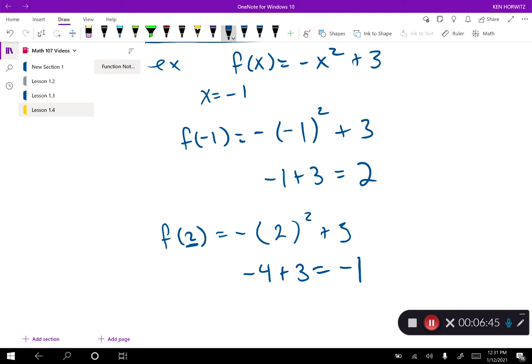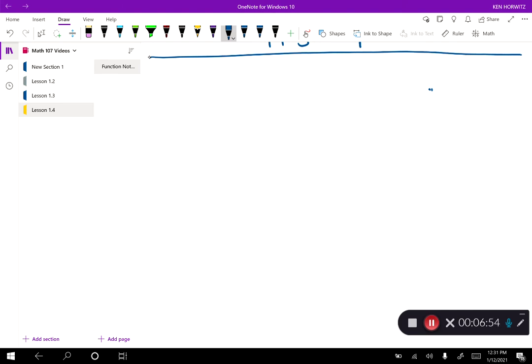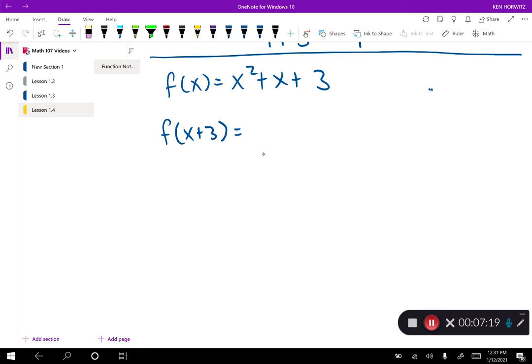All right, so let's step it up a notch and do a slightly more complicated example. I'm going to give a rule. My new rule is going to be f of x equals x squared plus x plus 3. And I'm going to say I want to know what f of x plus 3 equals. The first thing I want to do is rewrite my rule, except I'm not writing x. Again, I'm writing parentheses.